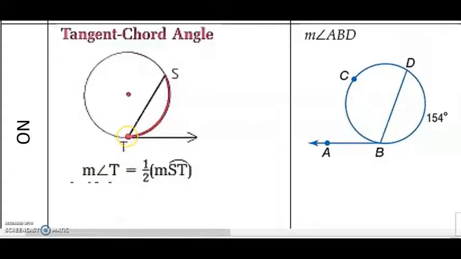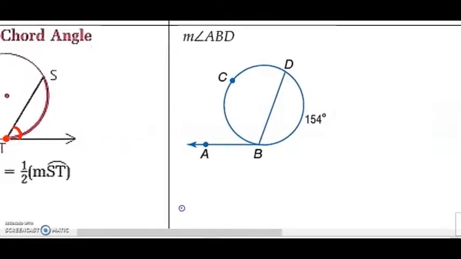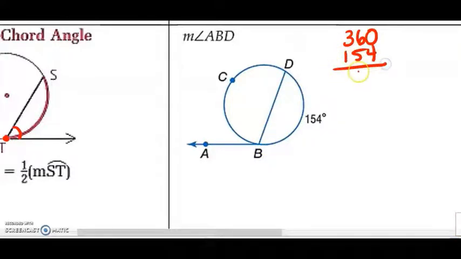If the vertex of the angle is on the circle, then the measure of the angle is half of the arc that it forms. So I know all the way around the circle is 360. I know arc BD is 154, which makes BCD 206. And then angle ABD is half of that, so that's 103.